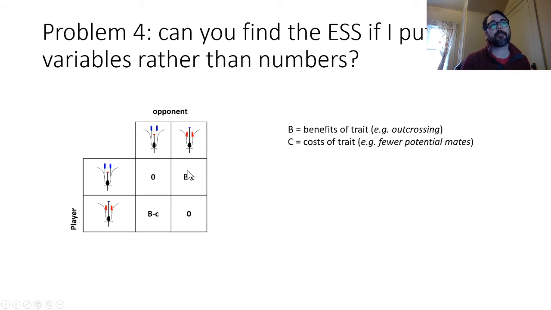So you could imagine that instead of a single number, maybe I know the benefits and the costs of heterostyly, right? You can imagine that the benefits of the trait come from outcrossing, right? There's disadvantages to inbreeding, but there's a cost to outcrossing, and that's that you have fewer potential mates, right? In this world where these things coexist, you can only mate with, say, half of the population. And so think about how you might write this down if these were numbers, or letters like A, B, C, and D. Go back to the previous notes, go back to the previous videos, and just write this down as if it was A, B, C, and D, and then replace that with zeros and B minus C's and see if you can work out the solution.